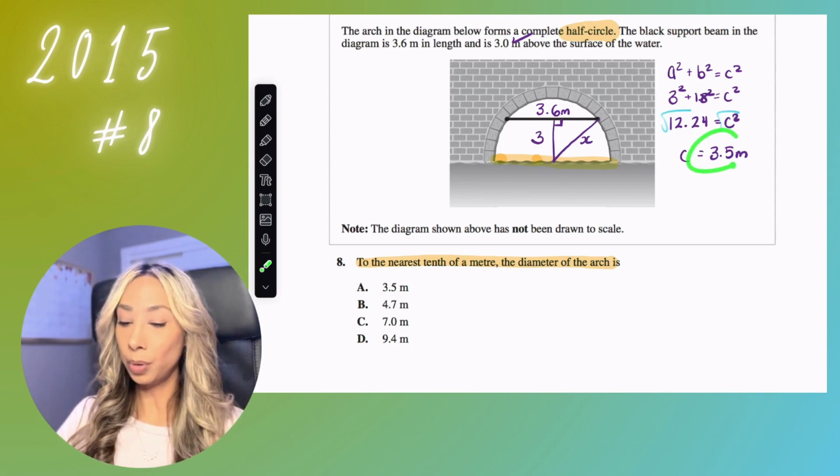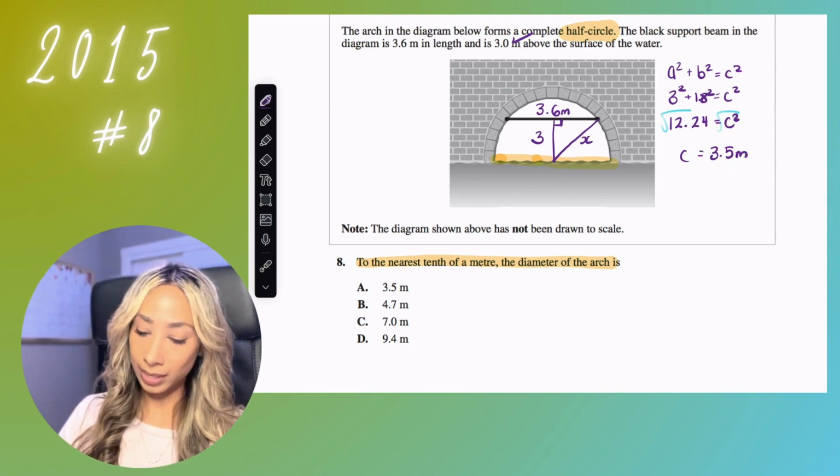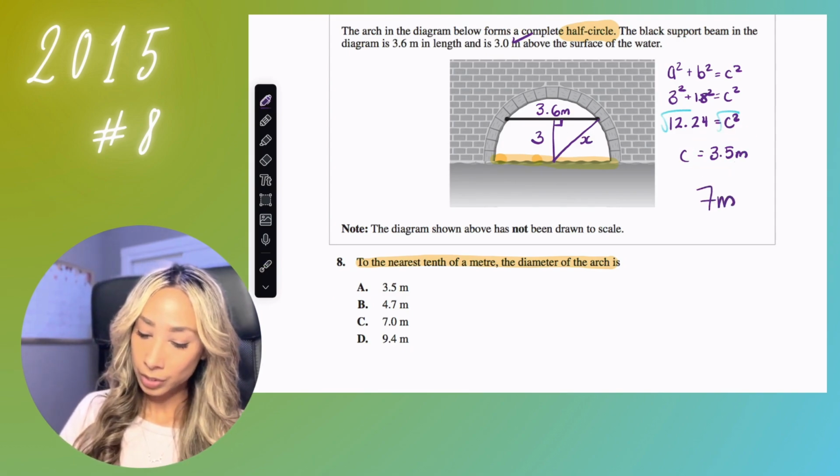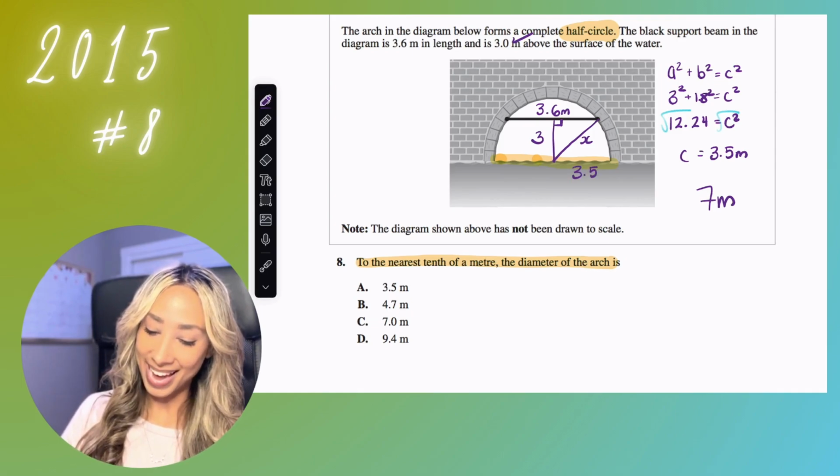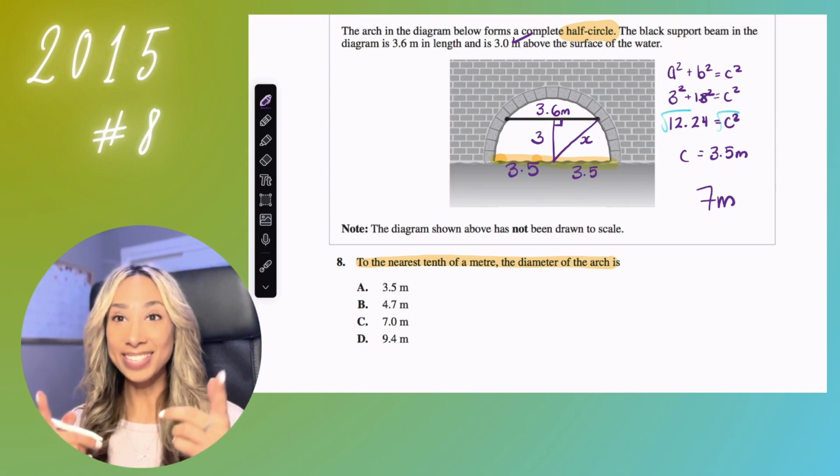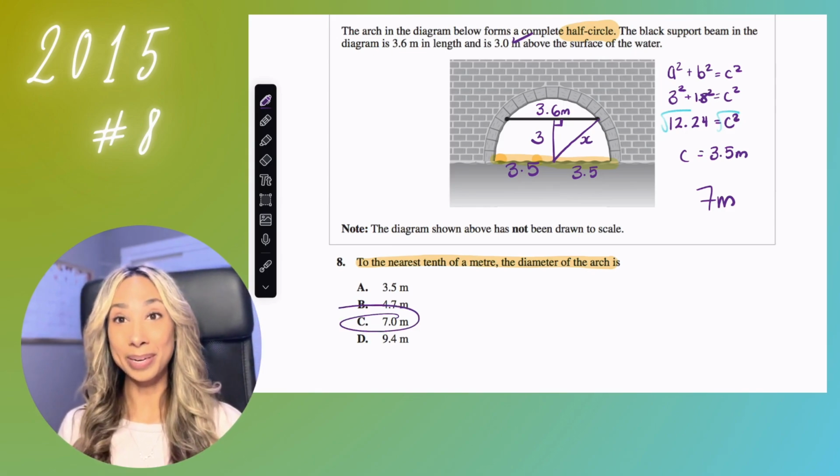So let's double our 3.5. Double 3.5 is going to give me 7 meters. So this is really the 3.5, and that's the 3.5. Combine that together is 7. So our answer is going to be C.